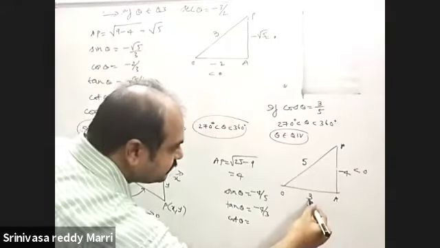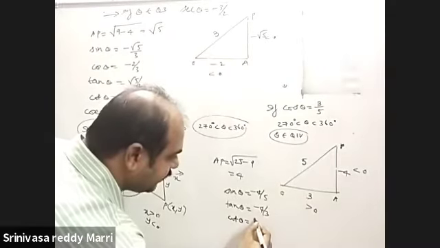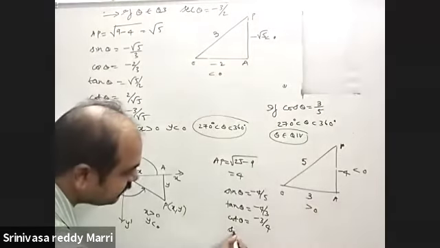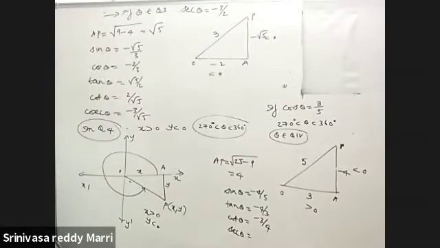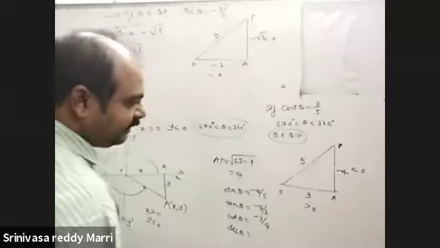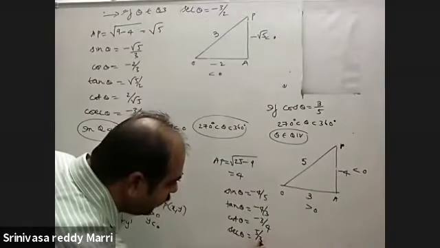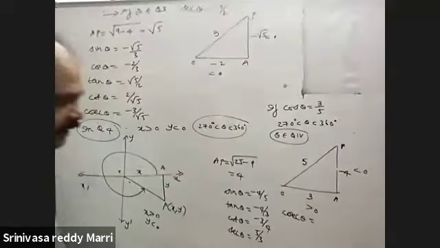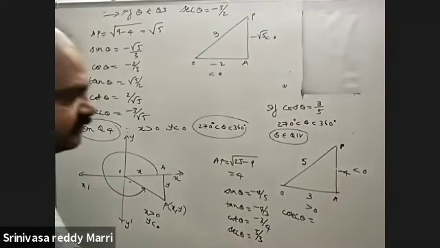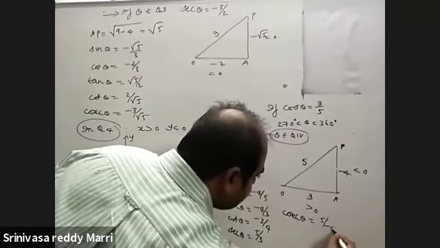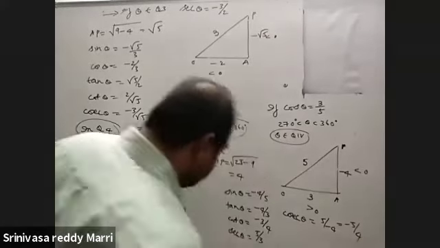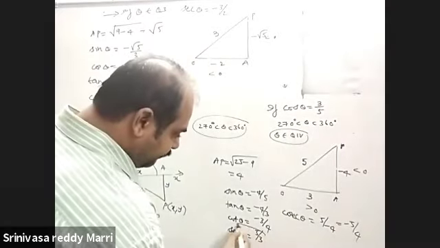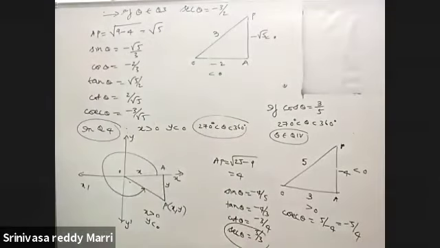Cot theta is nothing but adjacent by opposite side. That means you got minus 3 by 4. Similarly, secant theta is nothing but hypotenuse divided by horizontal adjacent side. 5 by 3. Now cosecant theta is nothing but hypotenuse divided by opposite side. Only cos and secant are positive here. Look, remaining all negative you got like that.